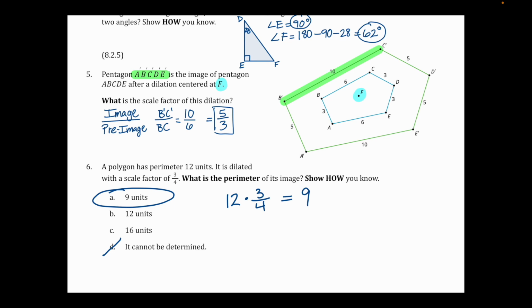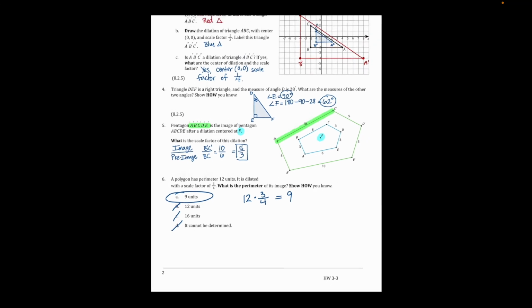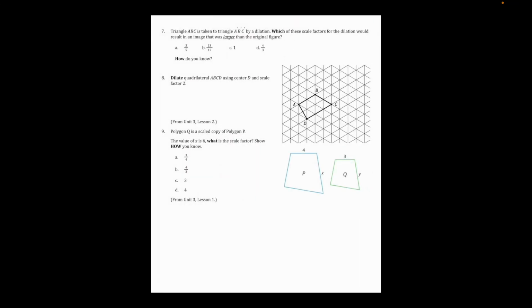Well, it's also definitely not going to be 12 because 12 would be staying the same and not really undergoing dilation at all. And 16 would be if we did 4/3 instead. So it is 9 units. And that work right there is how I know. Multiply it by that scale factor. So let's flip the page and keep going.